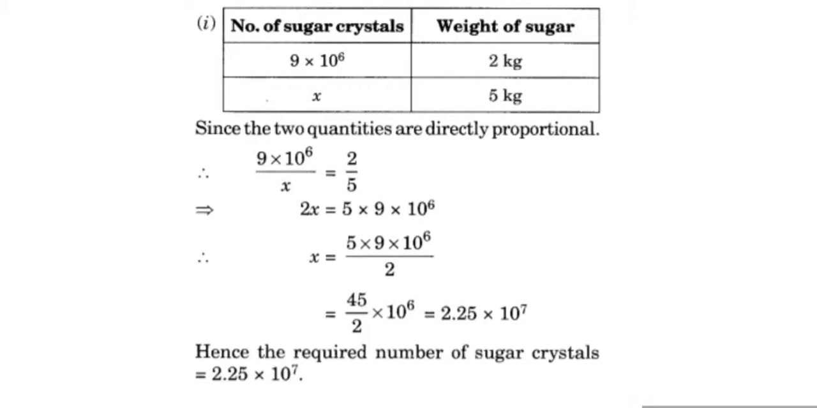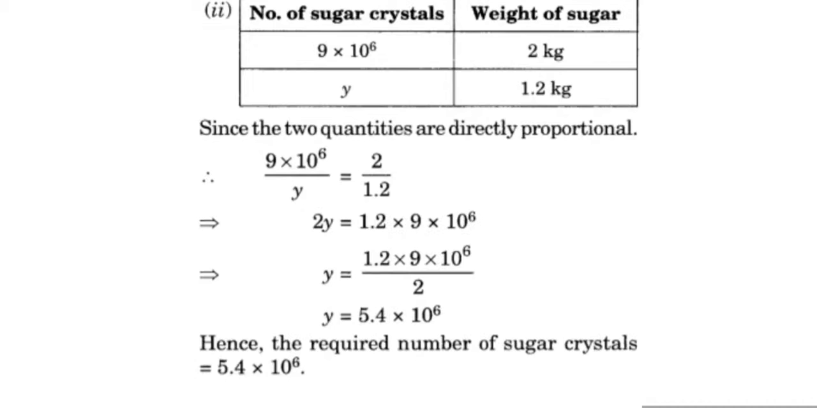So again two quantities are directly proportional. So 9 into 10 raised to the power 6 upon X is equal to 2 upon 5. Now cross multiply. So 2x is equal to 5 into 9 into 10 raised to the power 6. So x is equal to 5 into 9 into 10 raised to the power 6 upon 2. Now simplify. So it will come 45 upon 2 into 10 raised to the power 6. So answer is what? 2.25 into 10 raised to the power 7. So the required number of sugar crystals is 2.25 into 10 raised to the power 7.